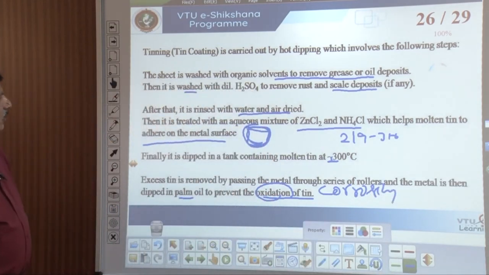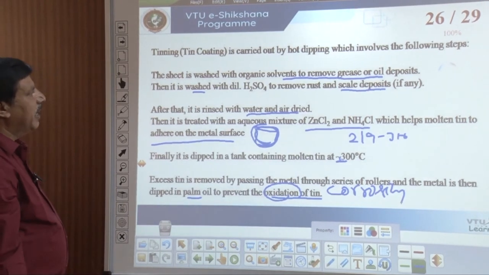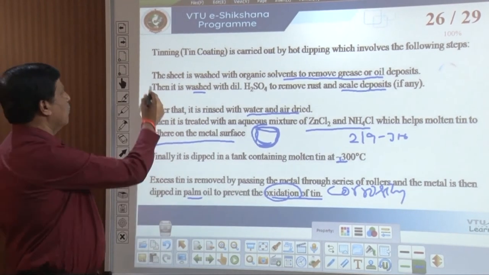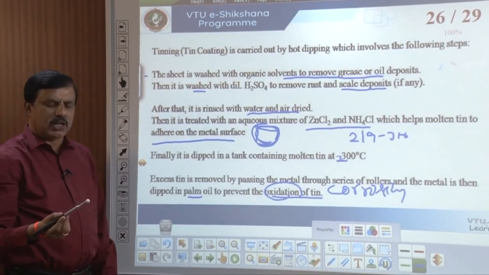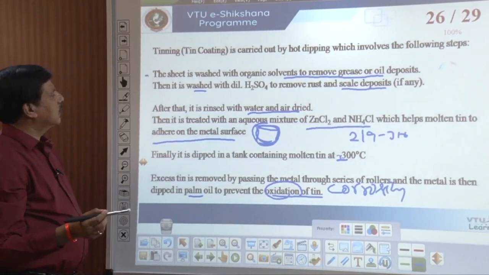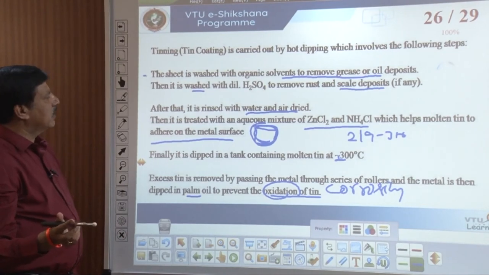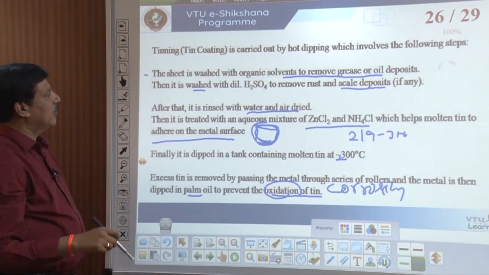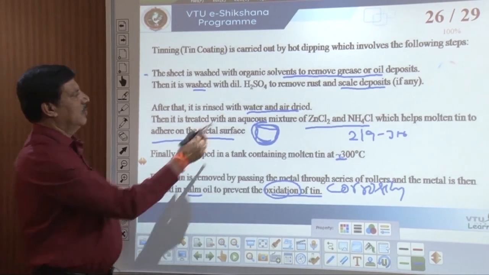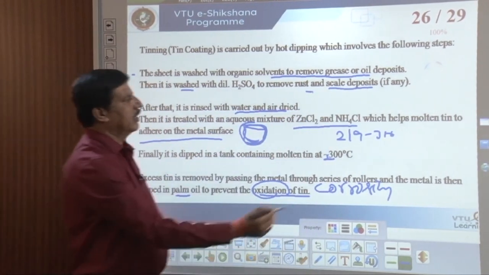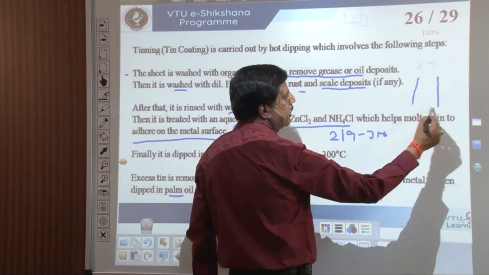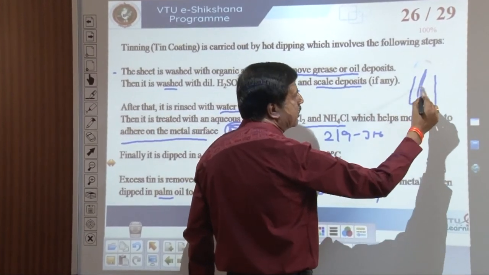So this is tinning or tin coating, carried out by hot dipping. The steps are: first, wash with water and remove the dirt deposit from the surface using an organic solvent like acetone, and using emery paper, etc. Then dip in sulfuric acid to remove rust and scale deposits. You have to dip it into that sulfuric acid.